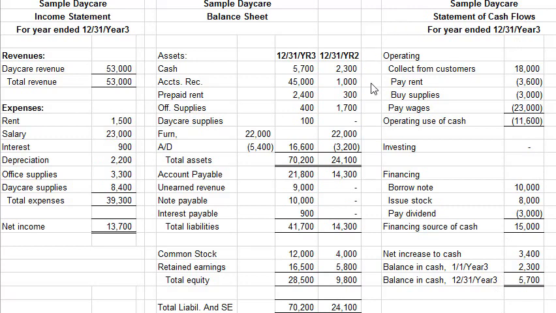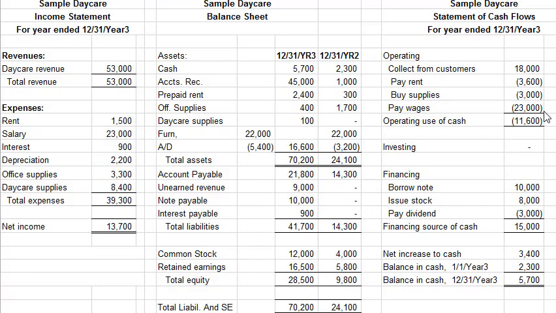This is the sample daycare statement of cash flows that we prepared together earlier, and we used the direct method for this section. We were able to do it very easily by just looking at all of the transactions that impacted cash and classifying them as operating, investing, or financing, and then we just put the operating ones here. But most companies have so many cash transactions that is impossible.